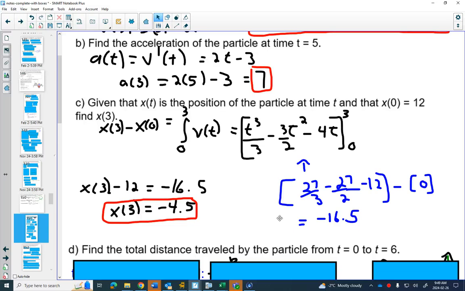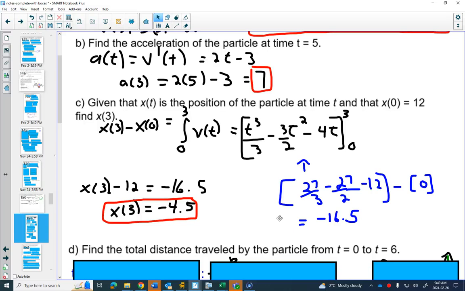And since you know that this is also x of 3 minus x of 0, and you know that x of 0 is given to us to be negative 12, we could just plug this in and find out that x of 3 is negative 4.5. So this would be one way of solving for this.